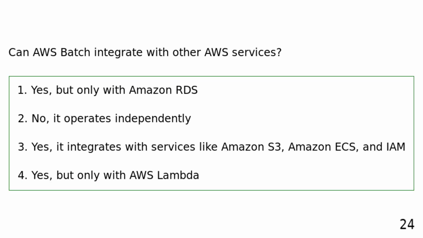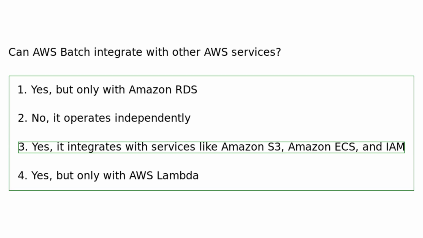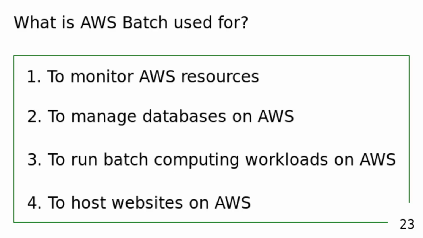Can AWS Batch integrate with other AWS services? Yes, but only with Amazon RDS. No, it operates independently. Yes, it integrates with services like Amazon S3, Amazon ECS, and IAM. Yes, but only with AWS Lambda. AWS Batch integrates seamlessly with other AWS services such as Amazon S3 for storage, Amazon ECS for container management, and IAM for access control.